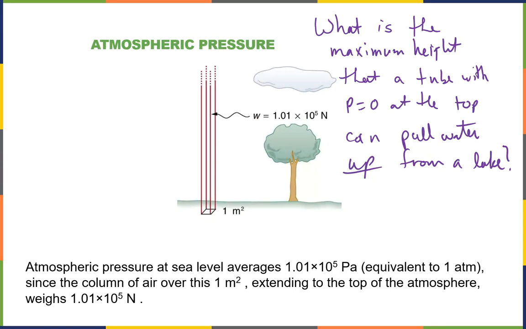What is the maximum height that a tube with a pressure of 0 at the top can pull water up from a lake? That is, you have atmospheric pressure pushing down on the top of the lake. You have a tube that starts completely submerged, and then you pull it up and you keep going up until the pressure at the top of the tube is 0. We call that, by the way, a vacuum.